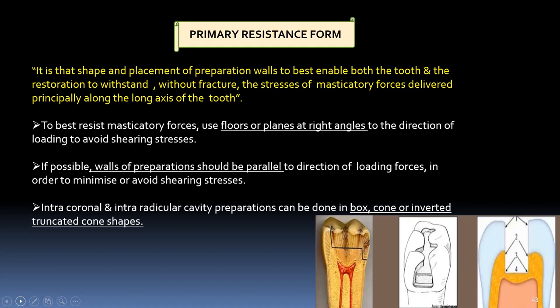Then if possible, walls of the preparation should be parallel to the direction of the loading forces in order to minimize or avoid stresses. And intracoronal, that is within the crown, or intraradicular cavity preparation can be done in box, cone, or inverted truncated cone shapes to make the primary resistance form.